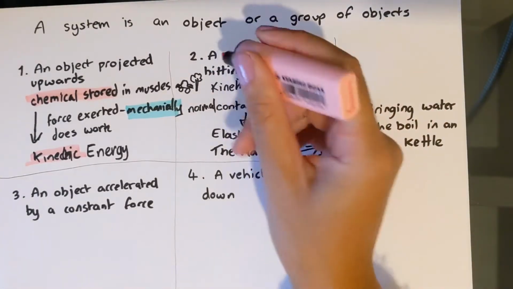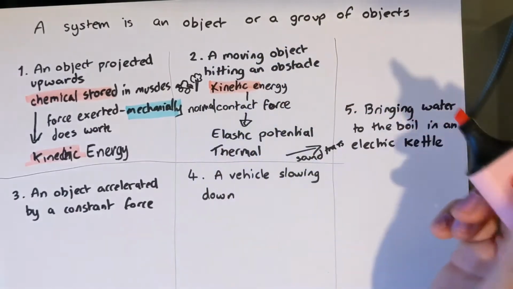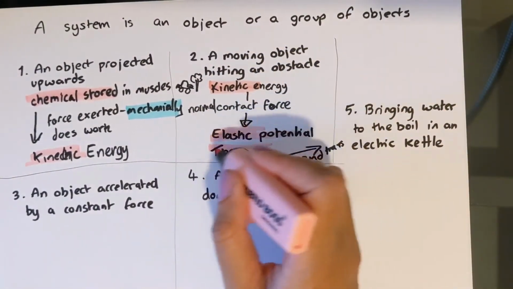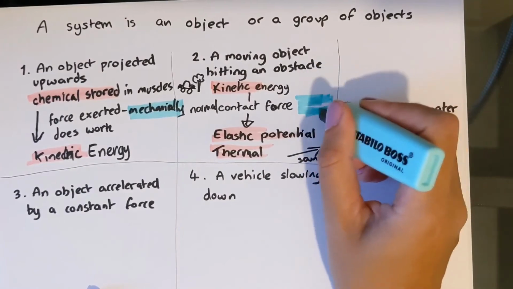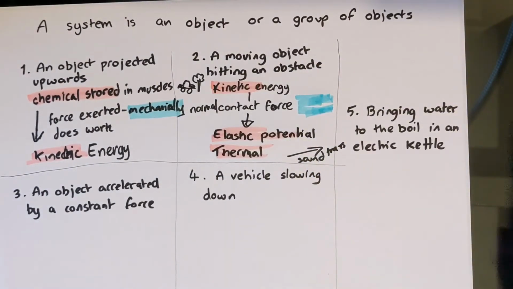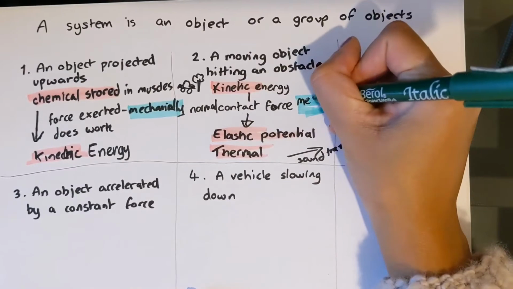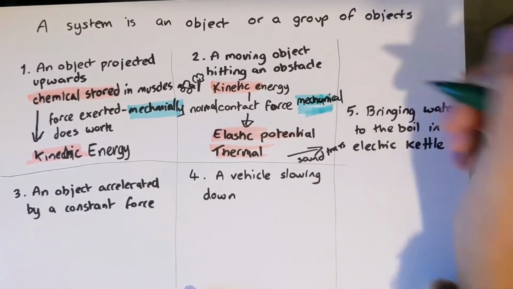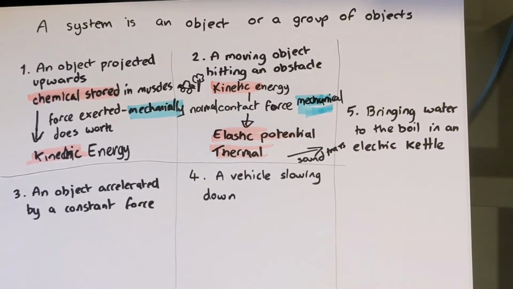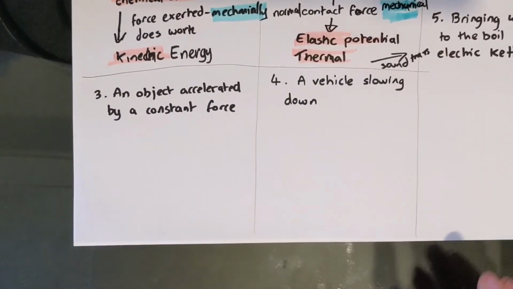So we've got kinetic energy store, we've got going to elastic potential and thermal energy stores. And work is done mechanically. I didn't write it in, so mechanically by the normal contact, by the car hitting the tree. Okay, so that's where the energy transfer is taking place. Right, an object accelerated by a constant force.